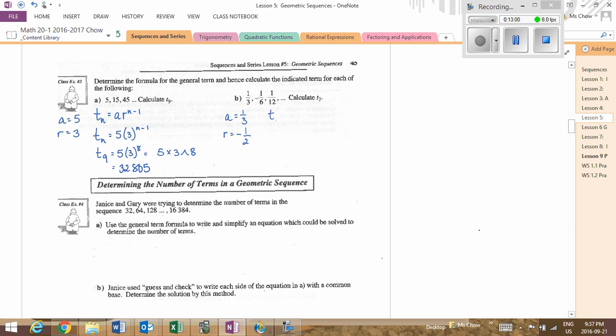So then our general term for this specific geometric sequence is Tn is equal to 1/3. That's our A value. R value is negative 1/2. And that is all to the n minus 1. If I'm looking for term 7, then it is 1/3 times negative 1/2, all to the 7 minus 1, or to the 6.